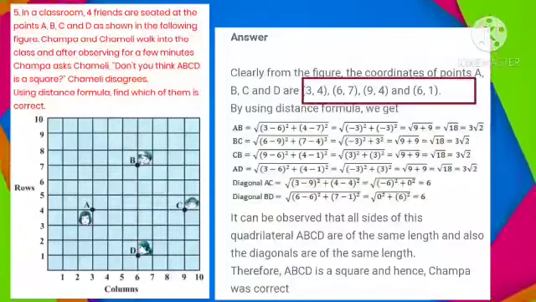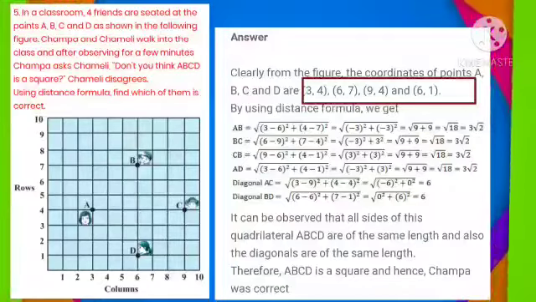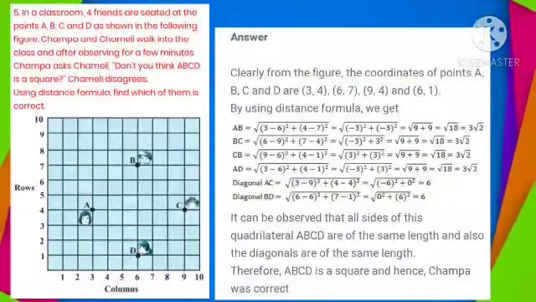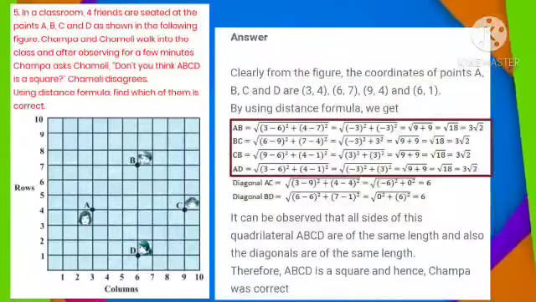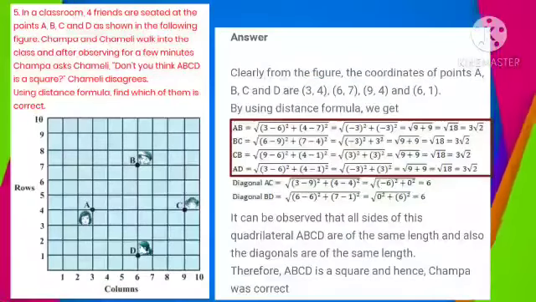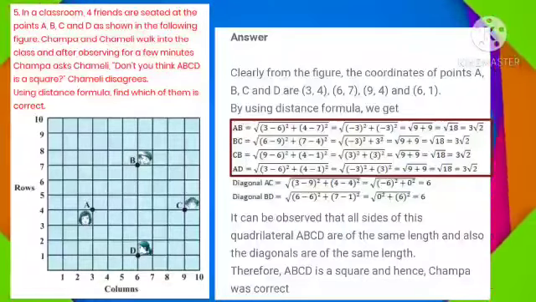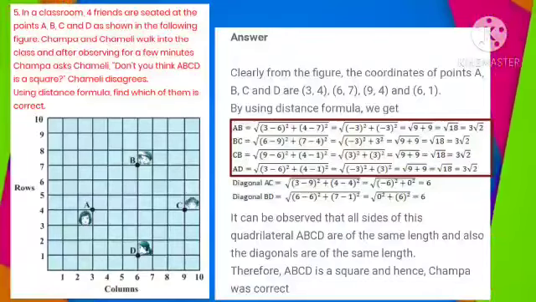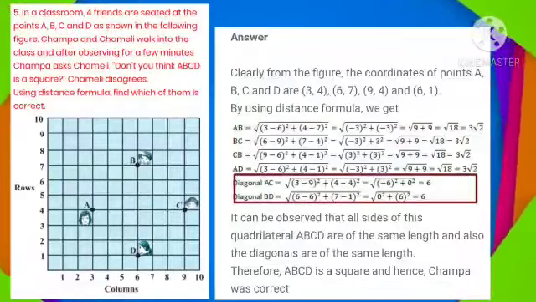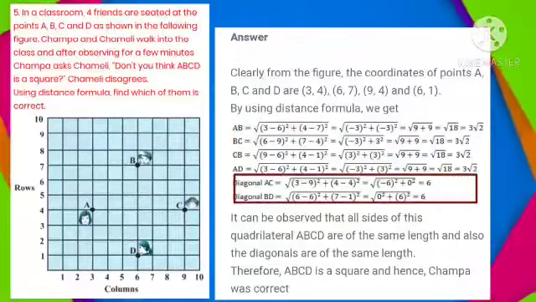As we know the coordinates of each point, we can easily find the distance between these 4 points, A, B, C and D, by using the distance formula we know very well. So the distance between A and B is 3 root 2 units, the distance between B and C is 3 root 2 units, the distance between C and D is also 3 root 2 units, and finally the distance between D and A is also 3 root 2 units. Now the length of the diagonal AC is 6 units. By using distance formula you can find, and the length of BD is also 6 units.